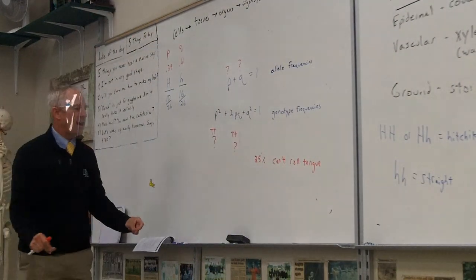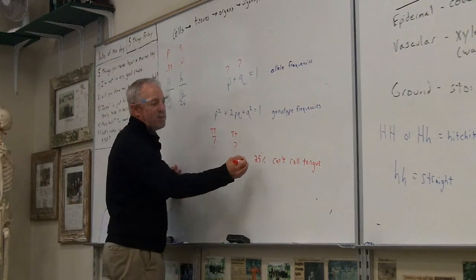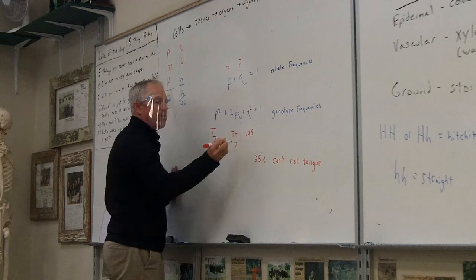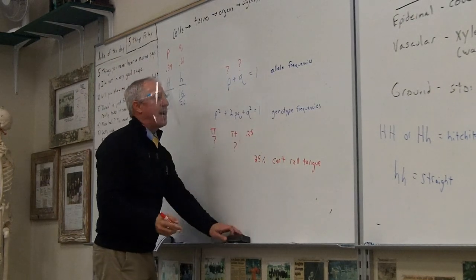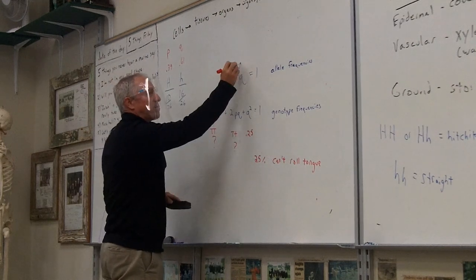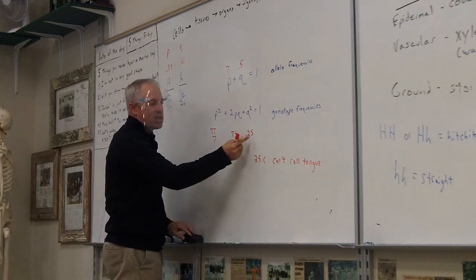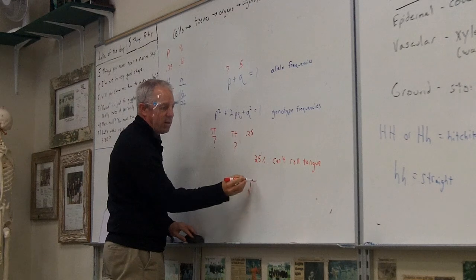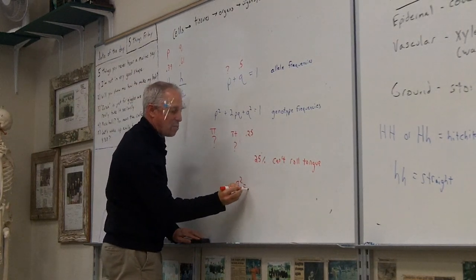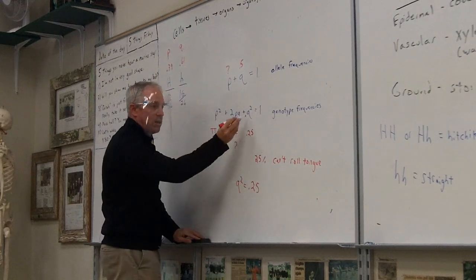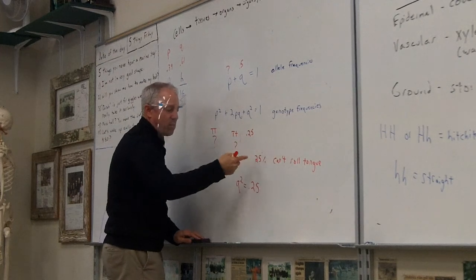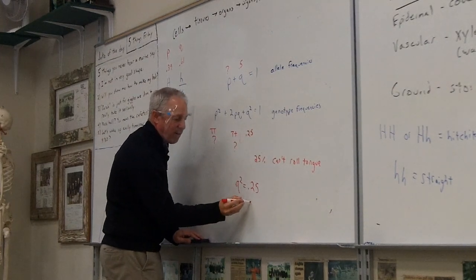Alright, it looks like most of y'all got it. If 25% can't roll the tongue, then Q squared is 0.25. This is usually how they do these problems. They'll give you this in the problem. Q is then 0.5. We got that by taking the square root of 0.25.